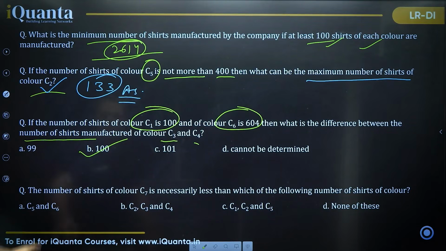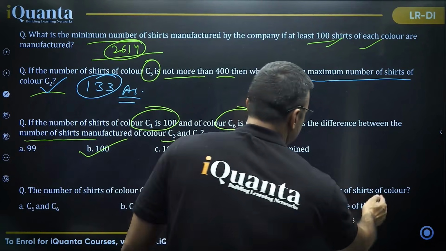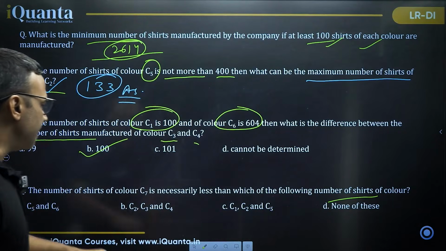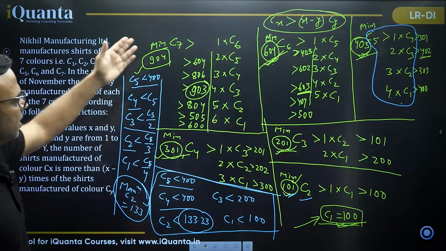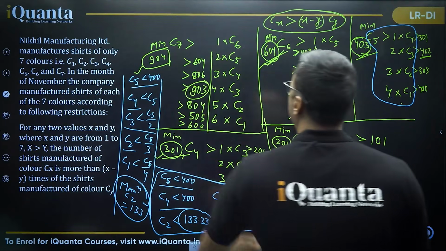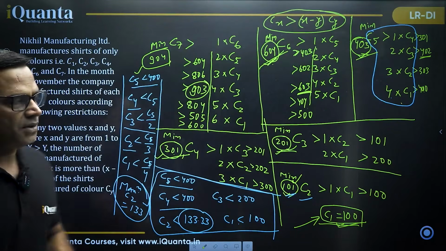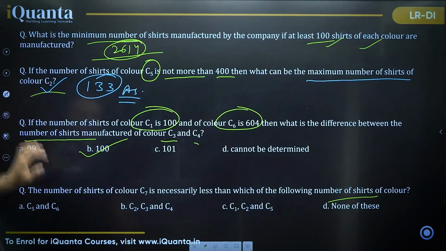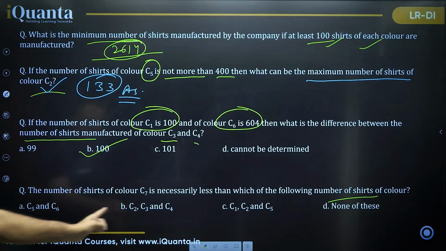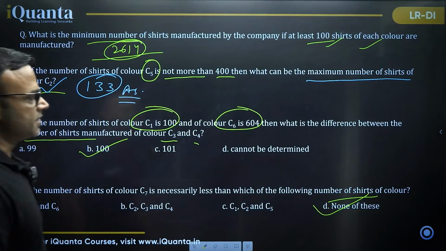Right. The number of shirts of color C7 is necessarily less than which of the following number of shirts of color? C7 less than? No, C7 is more than all of them. Whatever you do, C7 is more than all of them, right? Because these are multiples. Of course, just take a look at it. Whatever you do, C7 is going to be the highest, always. So, none of these. It is greatest of all of them.